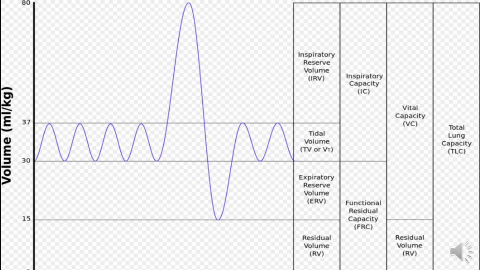So these are important to know about restrictive and obstructive lung disease. For example, the normal ratio is 80%. But if the patient has restrictive lung disease, the FEV1 and FVC ratio is more than 80%. If it is obstructive lung disease, the FEV1 and FVC ratio is less than 80%.